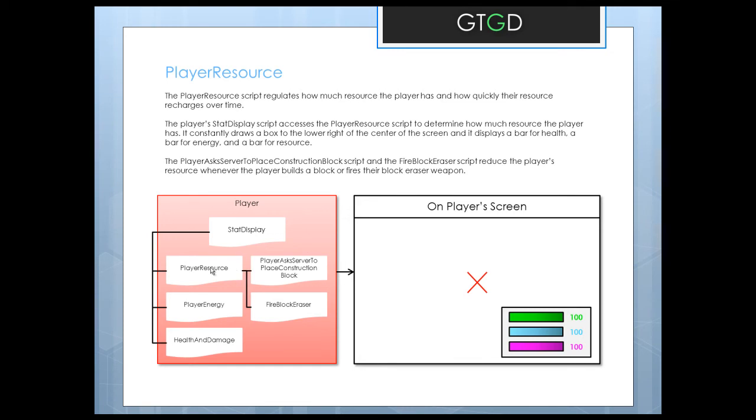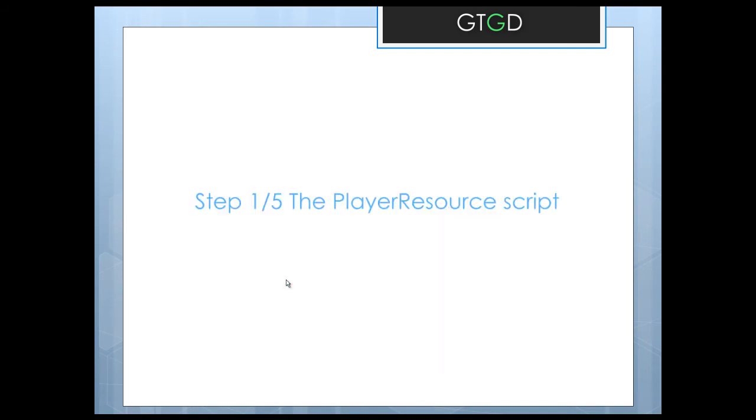Now, resource can decrease when it's used. So when the player places a construction block, the player asks server to place construction block script will access the player resource script and deduct some resource. And same thing, when the player uses the block eraser, some resource will get deducted. So very simple. We'll move on to our first step, which is to discuss the player resource script, and I'll go through and explain how it works.